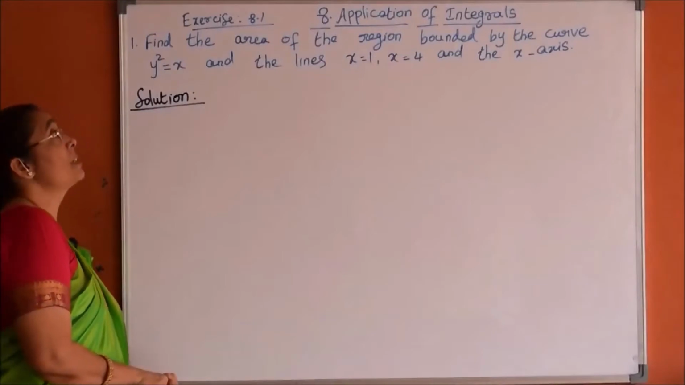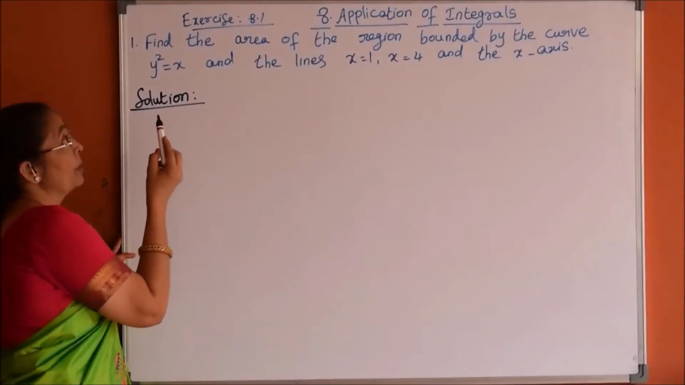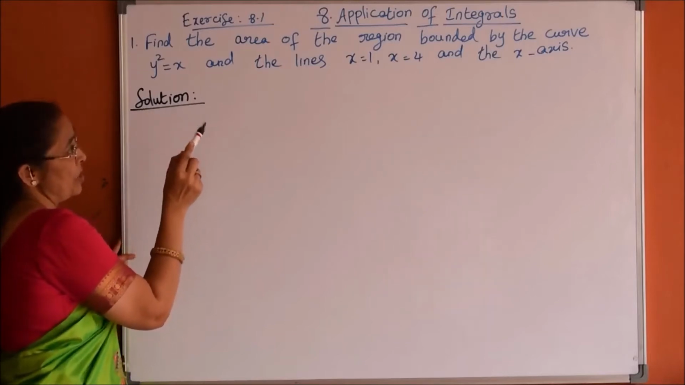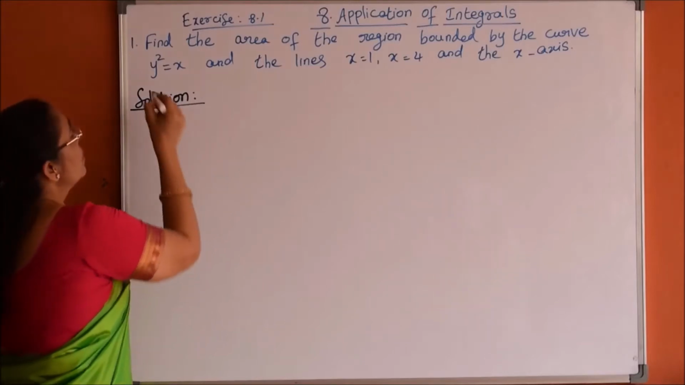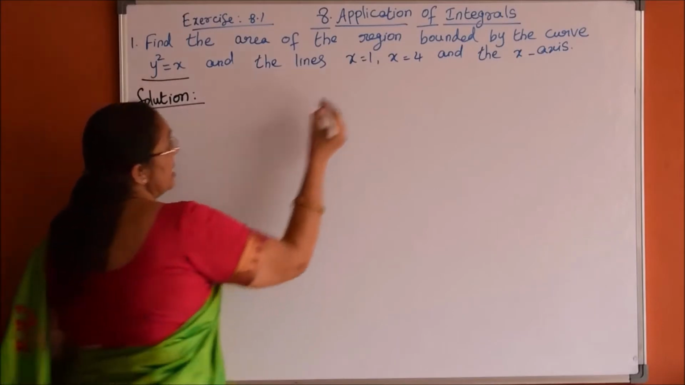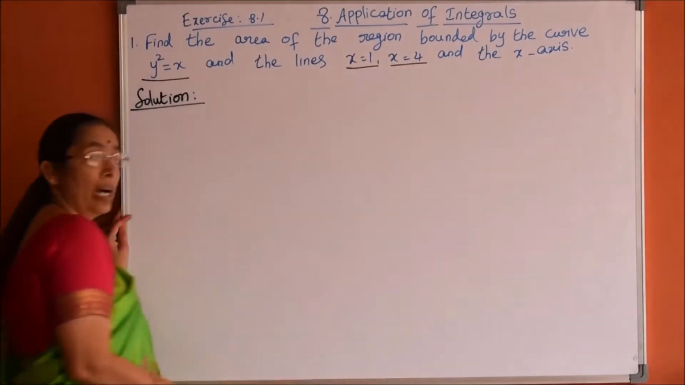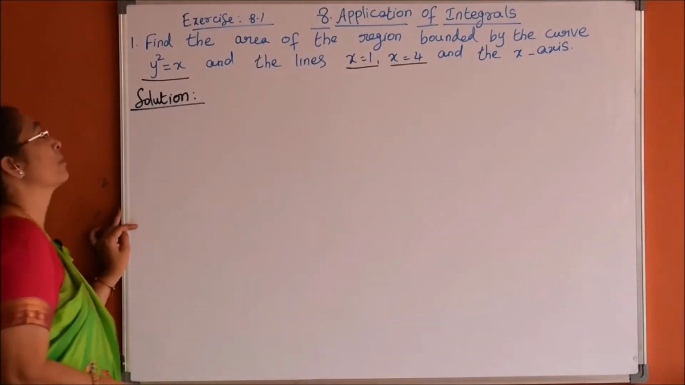Multiplication of integrals, exercise 8.1. Problem number 1. Find the area of the region bounded by the curve y square is equal to x and the lines x is equal to 1 and x is equal to 4 and the x axis.